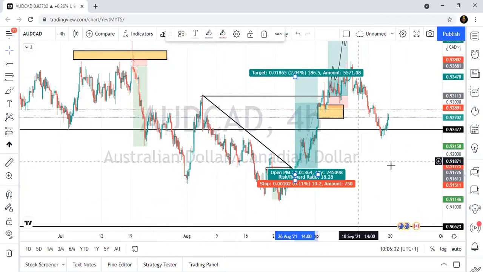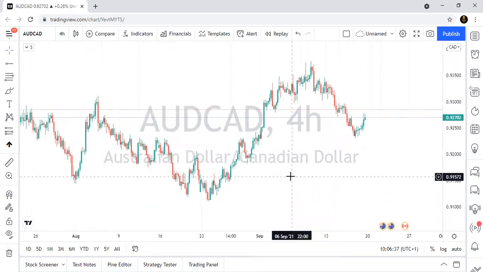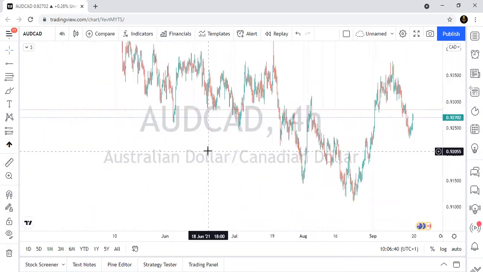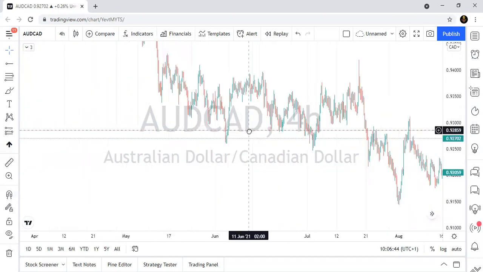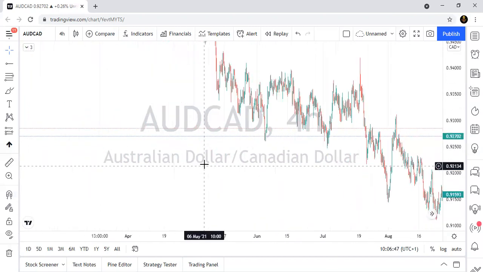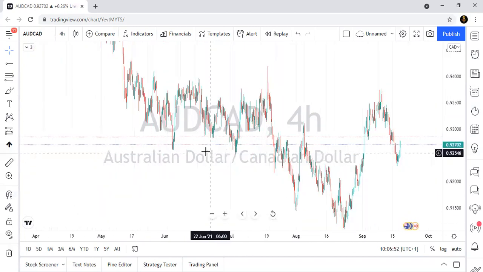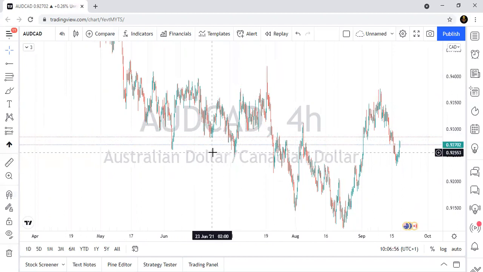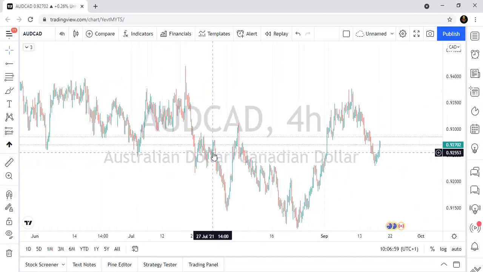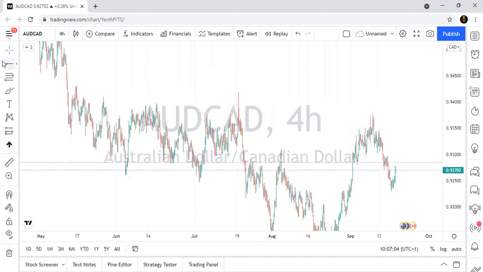Okay, it went up. So let me remove everything, let's start from scratch. We see that this market is bearish. So, market is bearish, low, high, low. So if price doesn't break this, we're still selling.